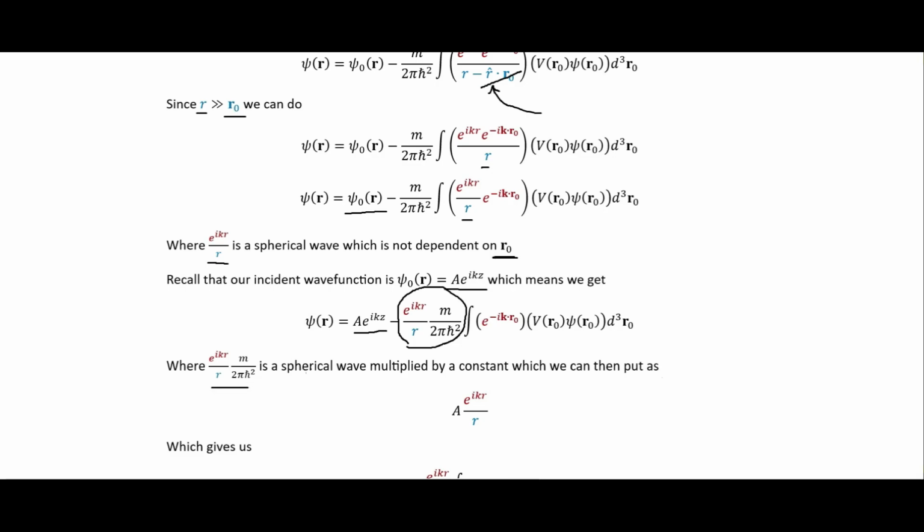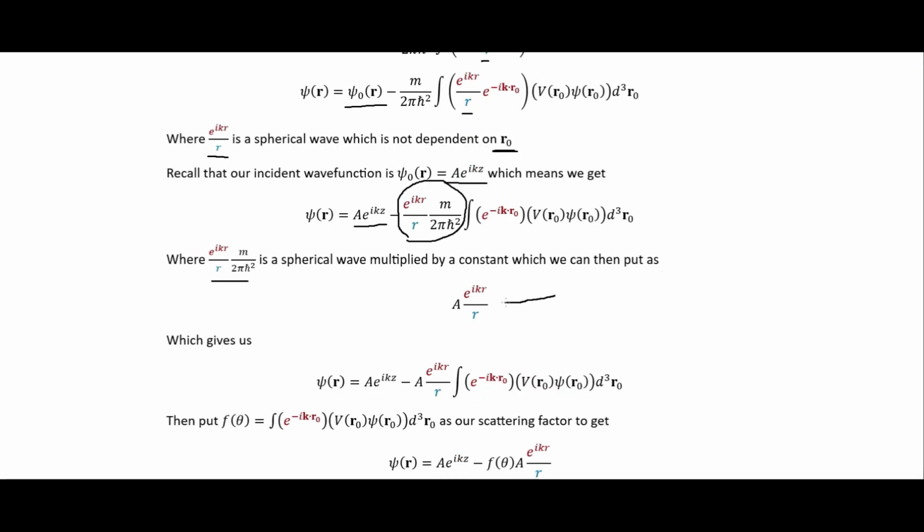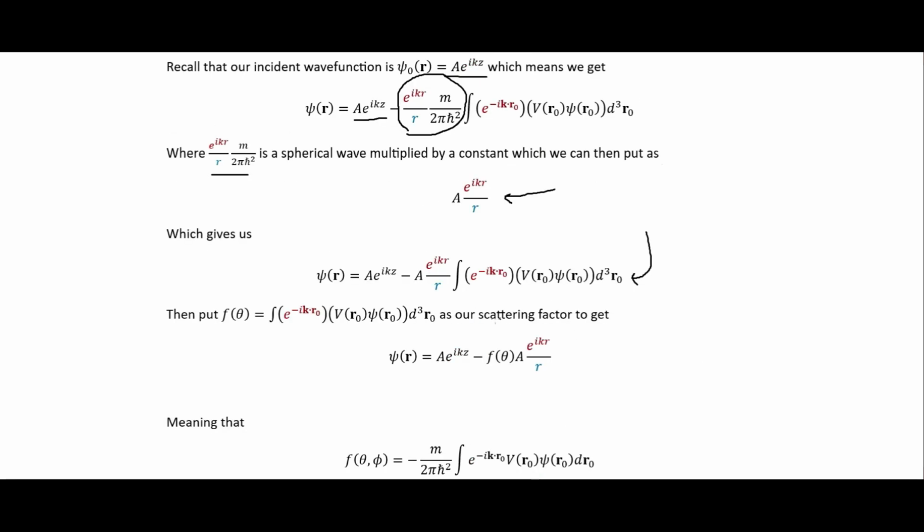But this right here is a spherical wave multiplied by a constant. And so we can put it like this, which then gives us this for our Schrodinger equation right here, where we have the incident wave right here, and the scattered wave times this A times this integral right here. Well, we can just say that that integral right there is our scattering factor, this f of theta.